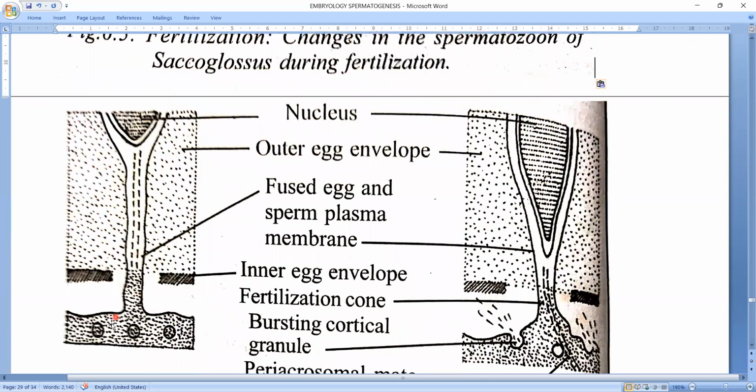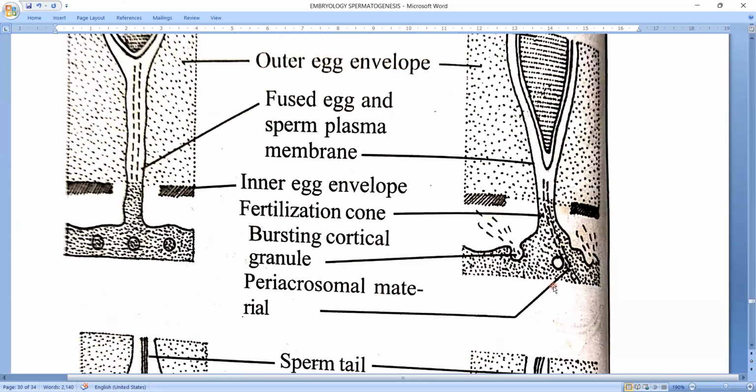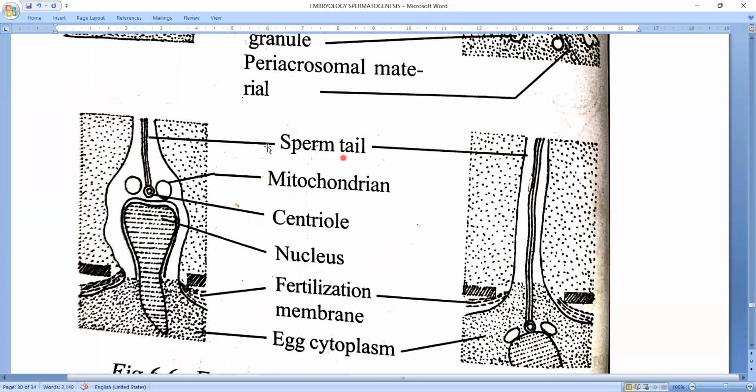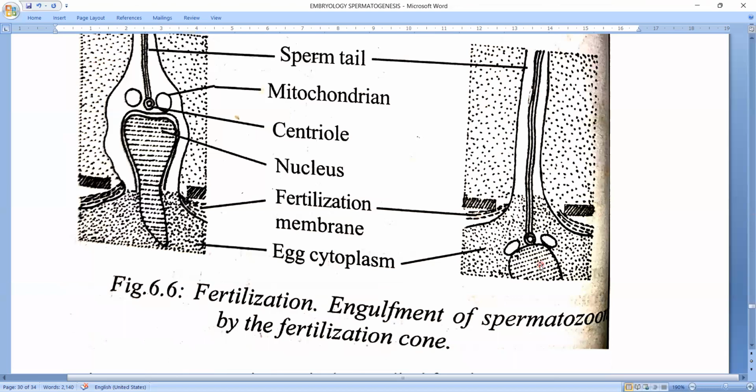Then it is fused with the egg membrane, and the egg membrane is opened, and the sperm nucleus enters into the egg cytoplasm. The outer part of the egg cytoplasm is called the cortex. Here the sperm tail and mitochondria, and the centriole also enter. The nucleus is entering into the cytoplasm. This is how it enters.